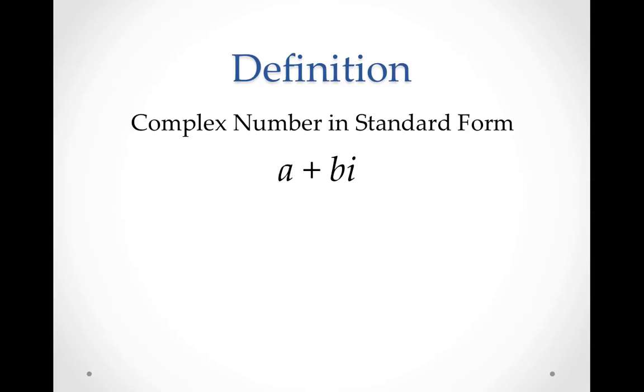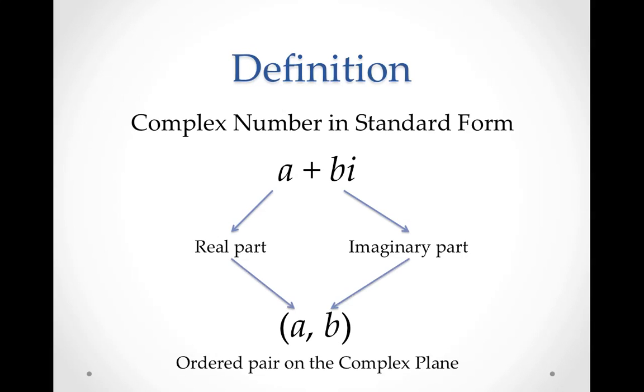So, complex numbers in standard form are in this a plus bi form. The a is what we call the real part. The b is what we call the imaginary part. And if we're trying to graph a complex number in a complex plane, then the ordered pair of a comma b is what we're actually graphing.